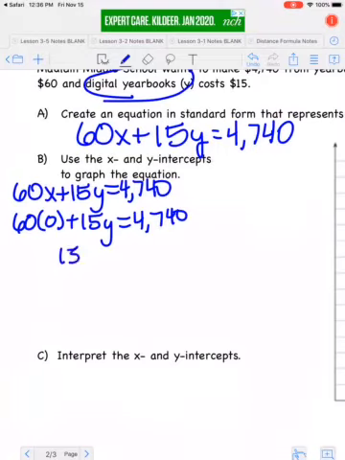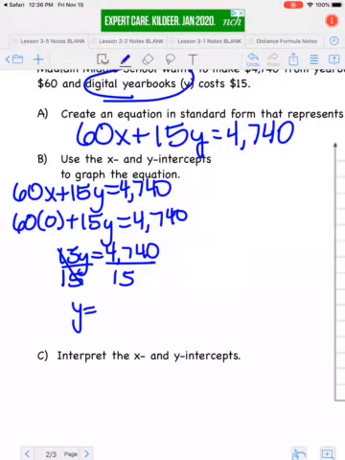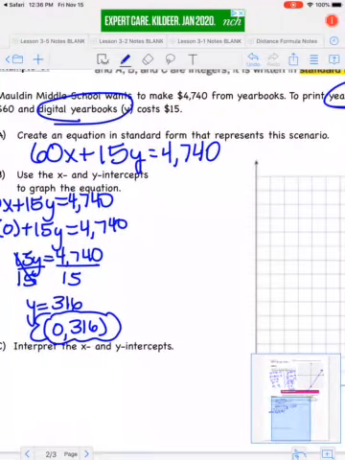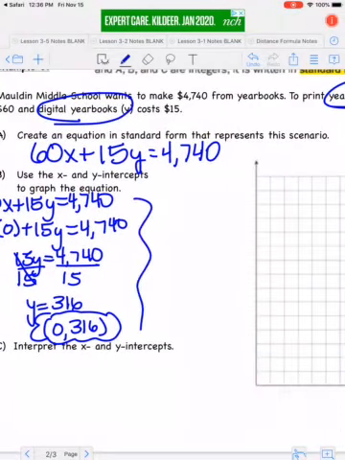So I would get 15y is equal to 4,740. Divide by 15. And my y is going to equal 316. So my y-intercept is 0, 316. And then I have to solve for my other one. So I have 60x plus 15y equals 4,740. I'm going to plug in 0 for my y now.